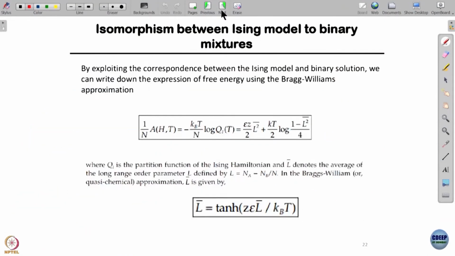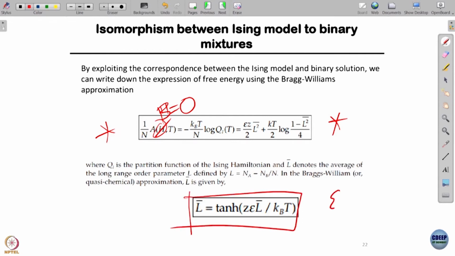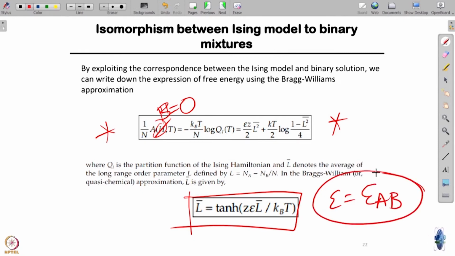As a result of that, we can now write down the free energy. So, write down the free energy in the case of the Bragg-Williams approximation. This was the free energy, which we wrote down in the presence of a magnetic field H. Now, here we are doing magnetic field H equal to 0. So, this is for H equal to 0, and this goes over to the expression, the equation that we need to solve, and epsilon here is epsilon AB. So, we get the solution of the binary mixture implicitly.